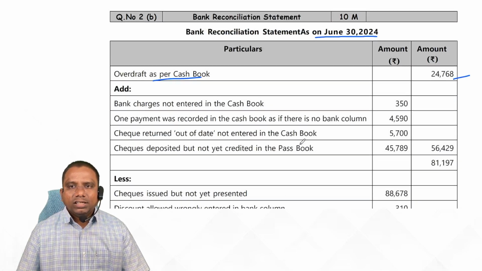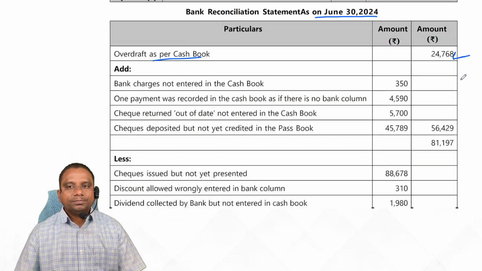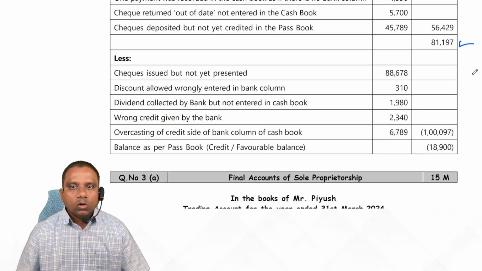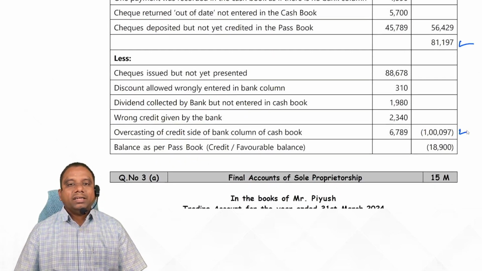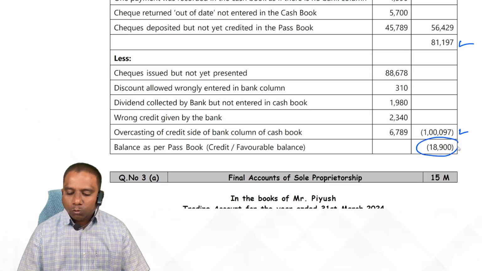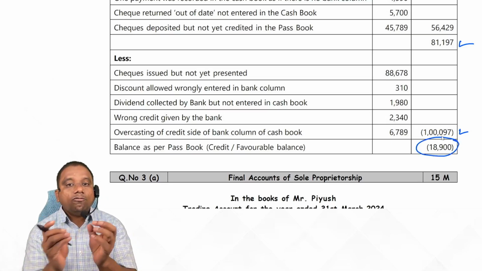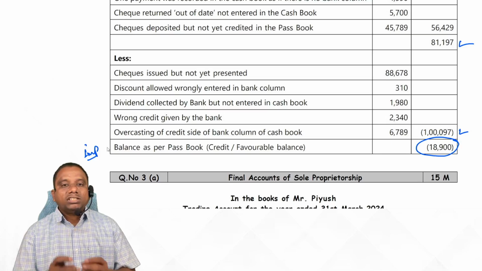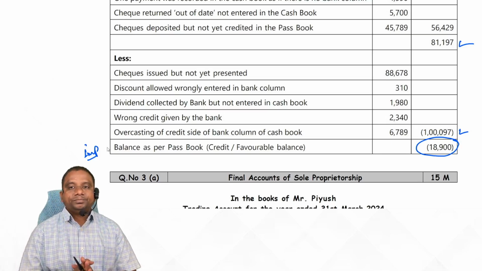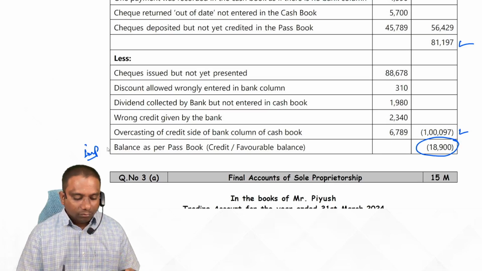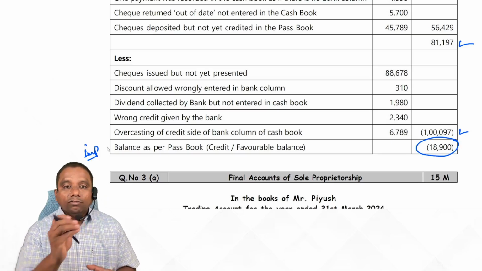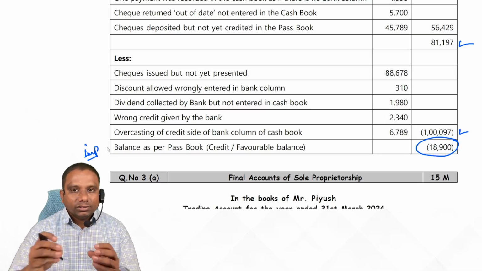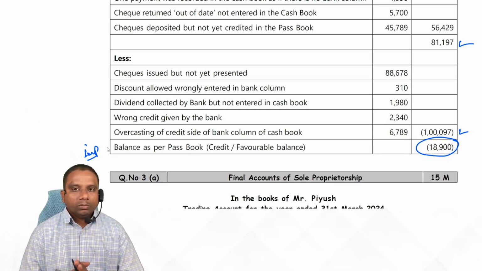So, by following these symbols, you can observe here. Finally, we got, see, here we have started with overdraft balance. Overdraft increased 81,197. Overdraft decreased by 1,97,000. So, what is your passbook balance? Passbook balance came to favorable balance. Don't forget, students, this is very, very important. Passbook balance became favorable. If you write it is unfavorable balance as per passbook or debit balance as per passbook, the answer is wrong. Remember, be careful.